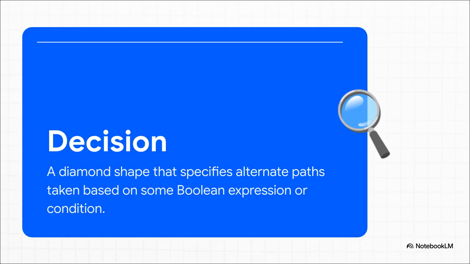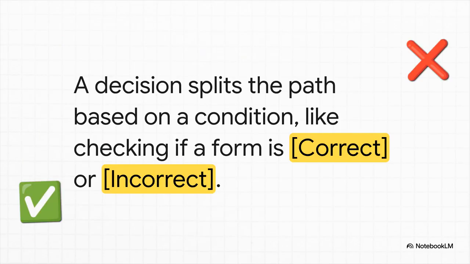You have to make choices, and that's where the decision node comes in. This little diamond shape is a fork in the road, a point where the path splits based on some condition. A perfect, everyday example is a simple check. Is the form filled correctly? From that diamond, you're going to have at least two arrows coming out, one for yes and one for no, and each one will lead you down a totally different path. This is how we map out choices.